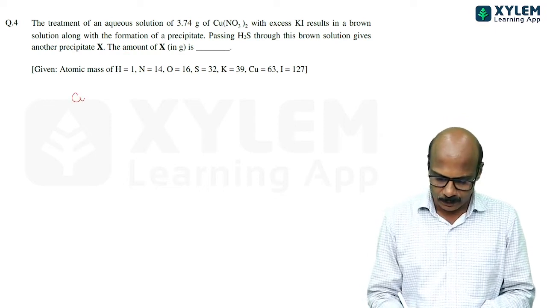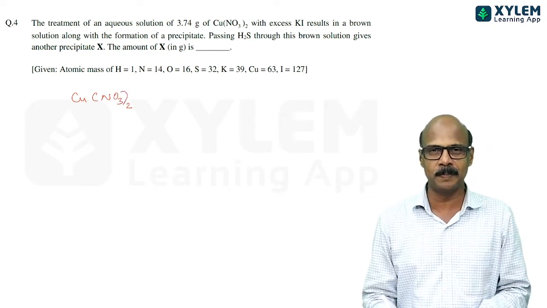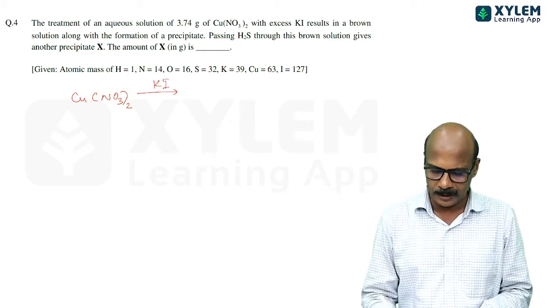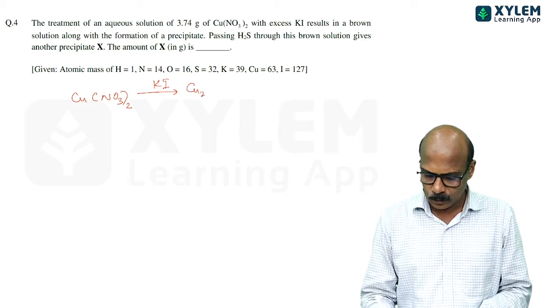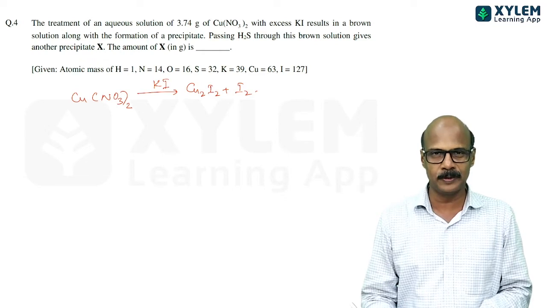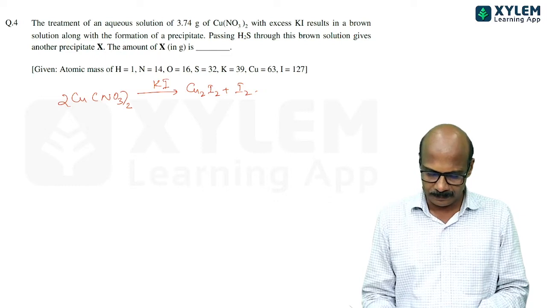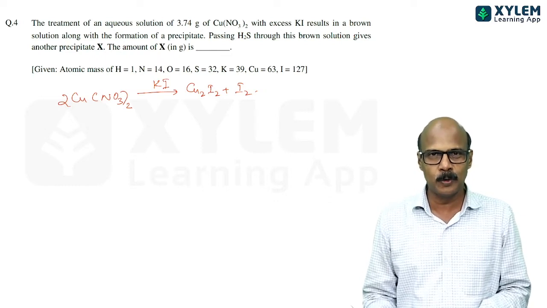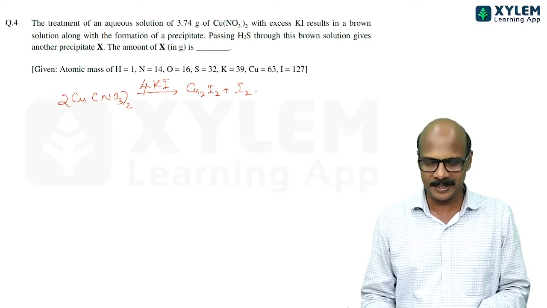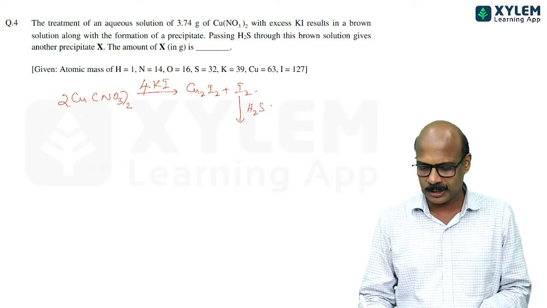You are initially taking cupric nitrate solution. All of you know that iodide can reduce cupric ion to cuprous ion. So potassium iodide will convert cupric ion to cuprous iodide. So Cu2I2 along with iodine is produced. Clearly, 2 mole cupric nitrate can produce 1 mole cuprous iodide. In order to react 2 mole cupric nitrate, you require 4 mole potassium iodide. Am I right?